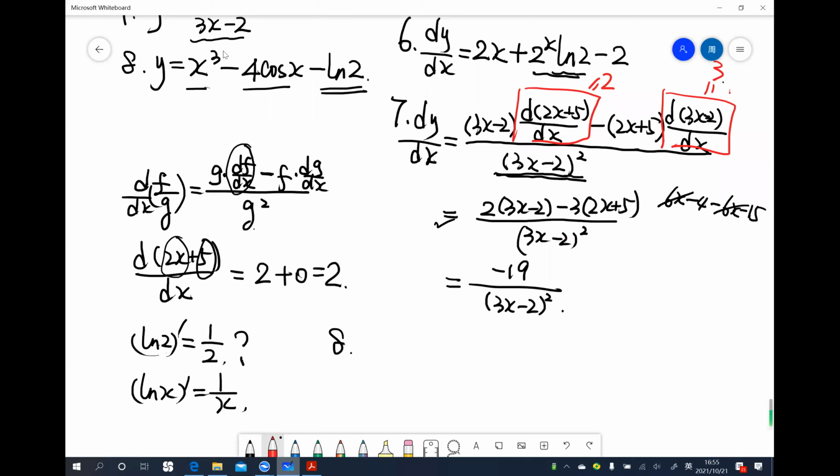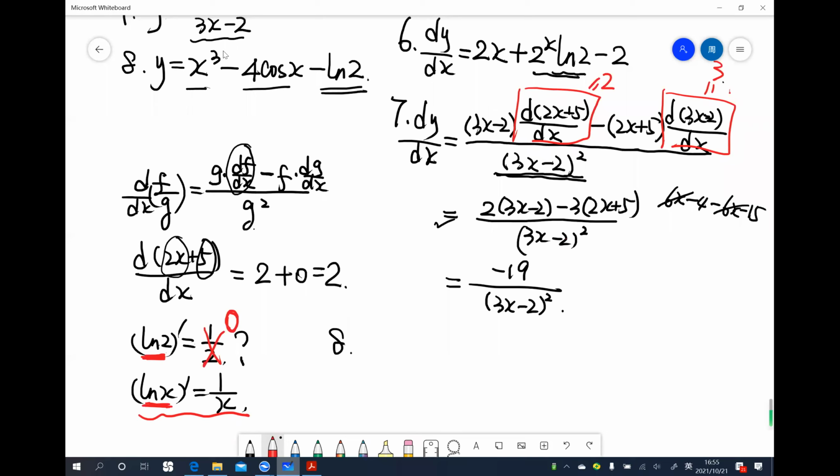You have to know here, ln 2 is a constant, right? It's a number. So ln 2 prime equals to 0. It is a constant, as for example, the value 1, 2, 3. So the derivative of the constant equals to 0. And here, only ln x, the function, prime equals to 1 by x.